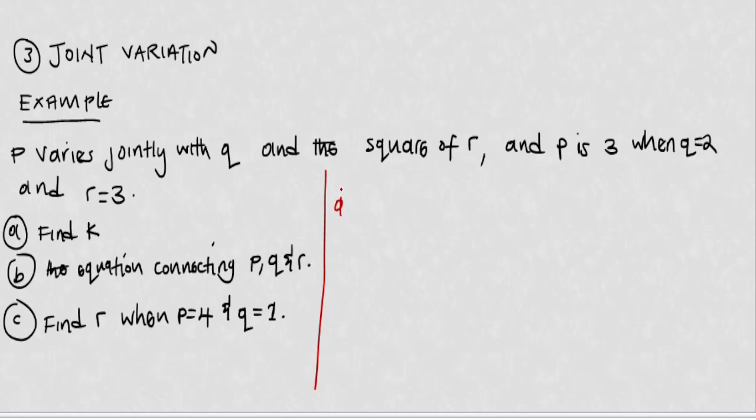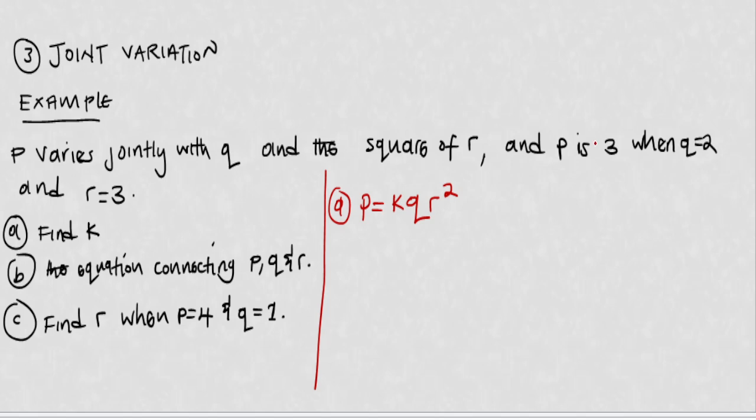So for the first one, they're saying p varies jointly with q. So I'm going to say p varies jointly with q. But before I can write q, I first put a k, which is a constant. So I'll say kq and the square of r. The square of r means r squared.